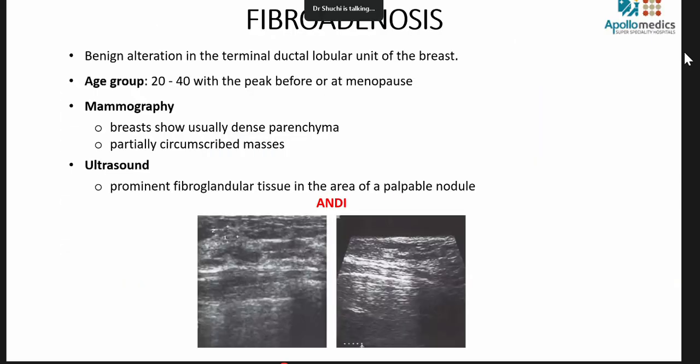Then fibroadenosis. This is a benign alteration in the TDLU. Again, the cystic appearance would be there, but you will get some solid, predominantly solid, component as well. So some septations you can make out. Mammography will show dense parenchyma, a partially circumscribed mass; ultrasound shows prominent fibroglandular tissue in the area of the palpable node. Again, it is one of the ANDIs.